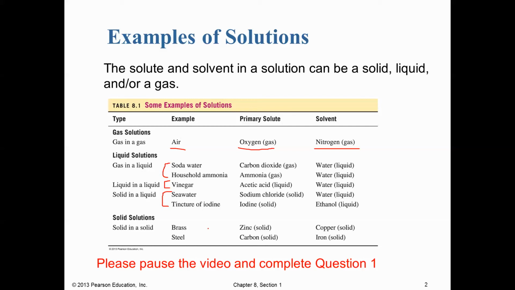And we can even have solid solutions, like they give the example here of brass and steel. So these are metal alloys right here. In order to get these to mix, we actually have to melt them down together, but these are still solutions. So brass is when we dissolve zinc into copper, and steel is where we dissolve carbon into steel. And so again, the key takeaway here is that our solvent, our solute, and our solution can be any state of matter. So please pause the video and complete question number 1.